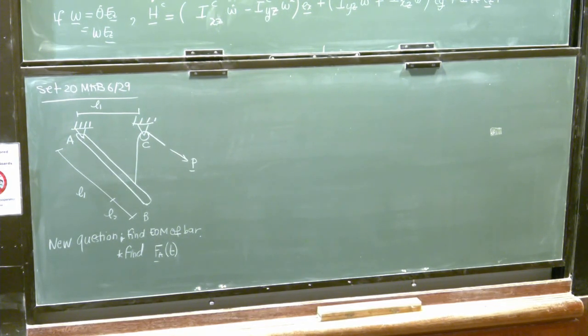Yes, but O needs to be fixed. So the velocity of O and acceleration of O need to be 0. Yes, it needs to be a fixed material point on the rigid body. Okay, so any ideas? What do we do? How do we solve this problem? We want to find the equations of motion of the bar.